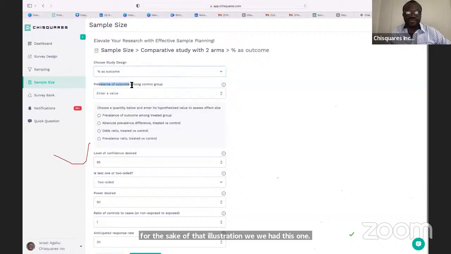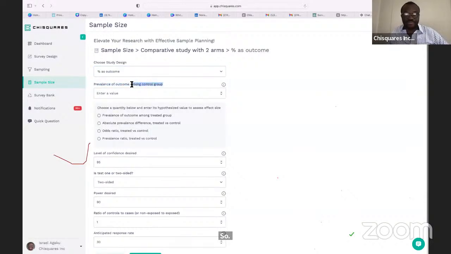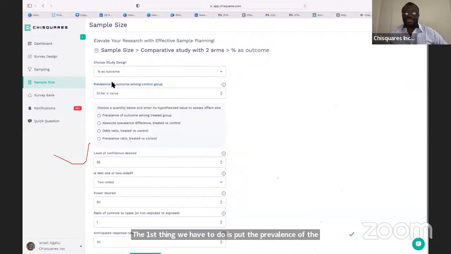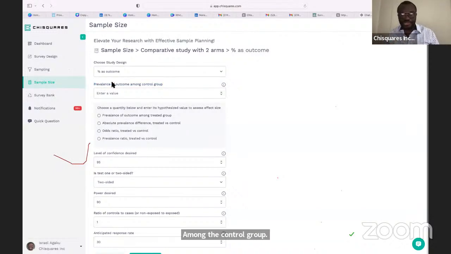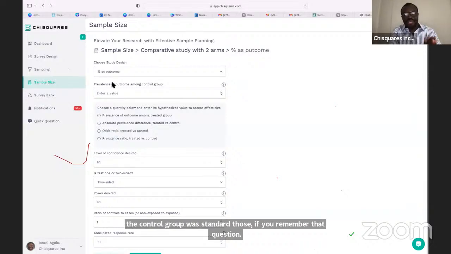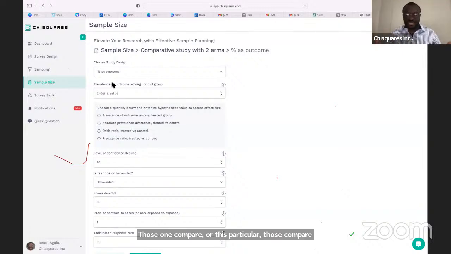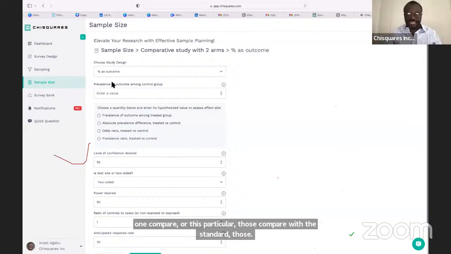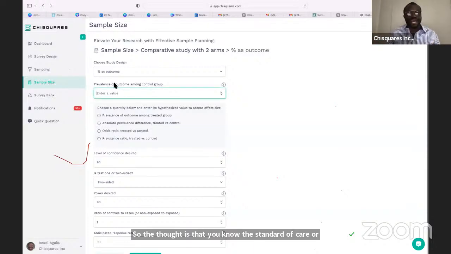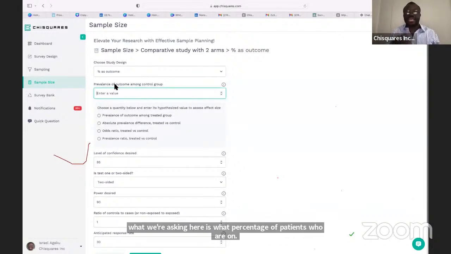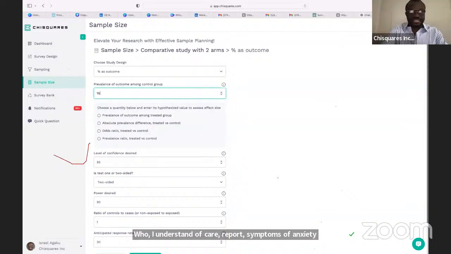So the first thing we have to do is put the prevalence of the outcome among the control group. So the control group was the standard dose. If you remember that question, the question was, how does this particular dose compare with the standard dose? So the standard dose is the standard of care or the current treatment that is being given to patients. So what we're asking here is, what percentage of patients who are on the standard of care report symptoms of anxiety? Let us say that percentage is 15%. We don't know what that is, but I'm just making it up.